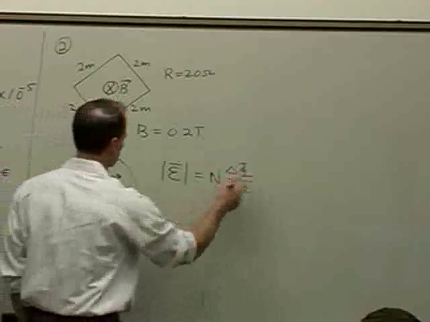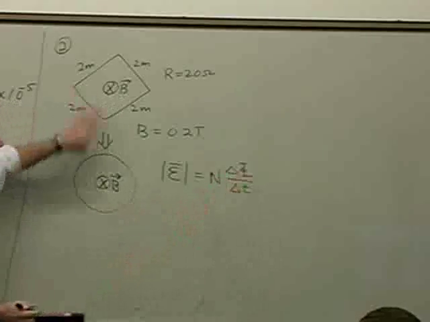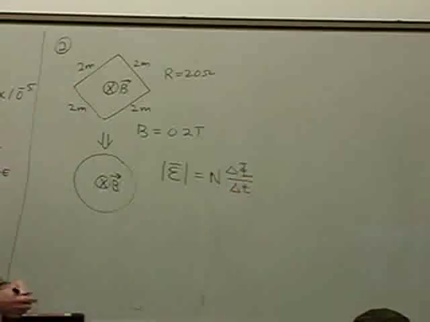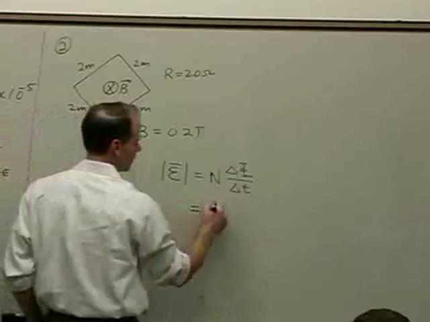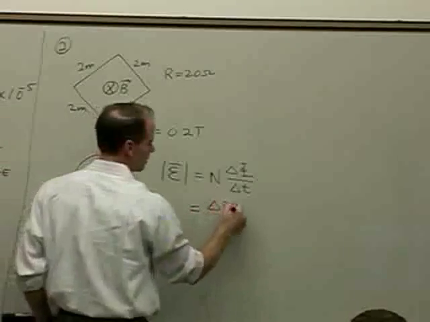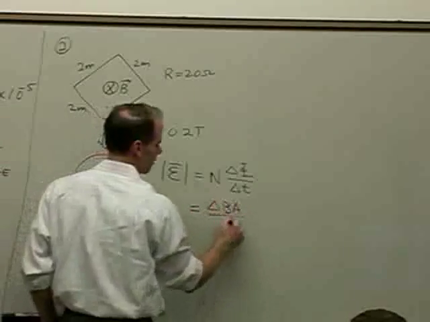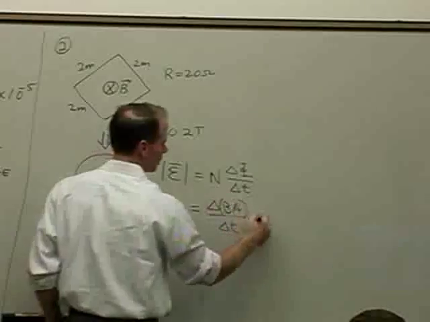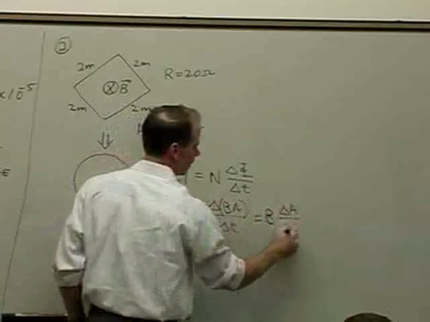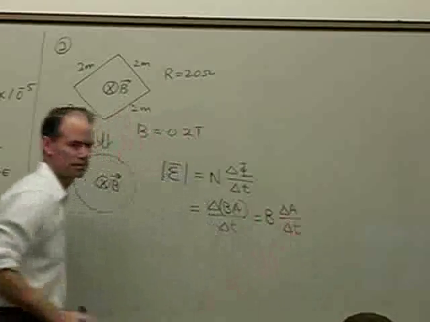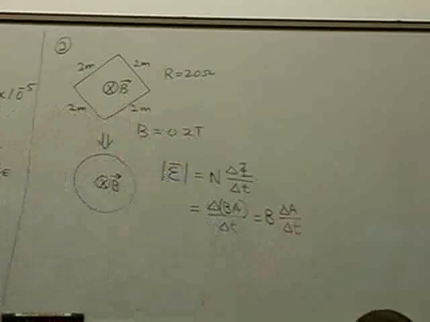But the flux is going to be the field times the area. And the area is changing, the field is not. So I can write this as the change in the field times the area per time. That's just going to be equal to the field times the change in area per time. Angle's not changing, so we don't have to worry about the cosine theta. The cosine theta was 1.